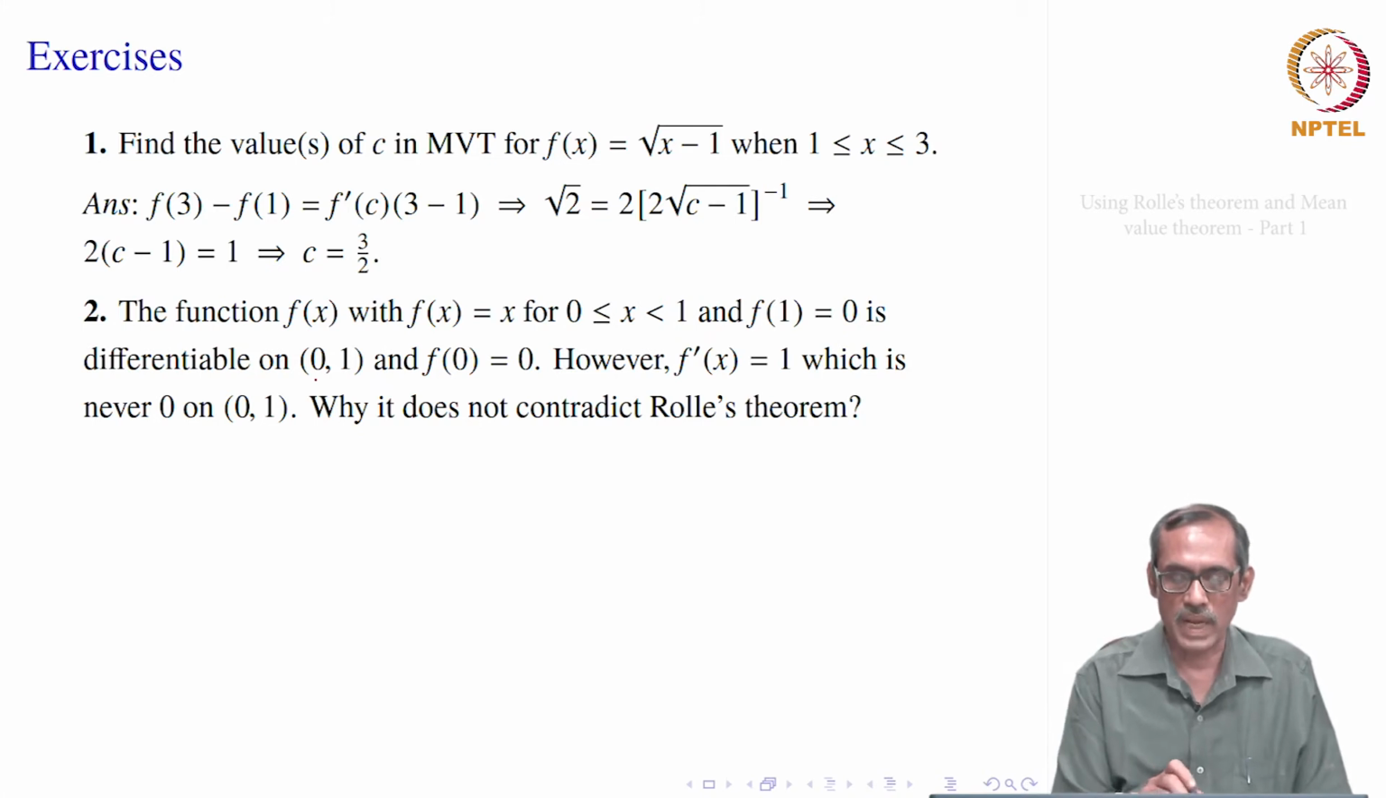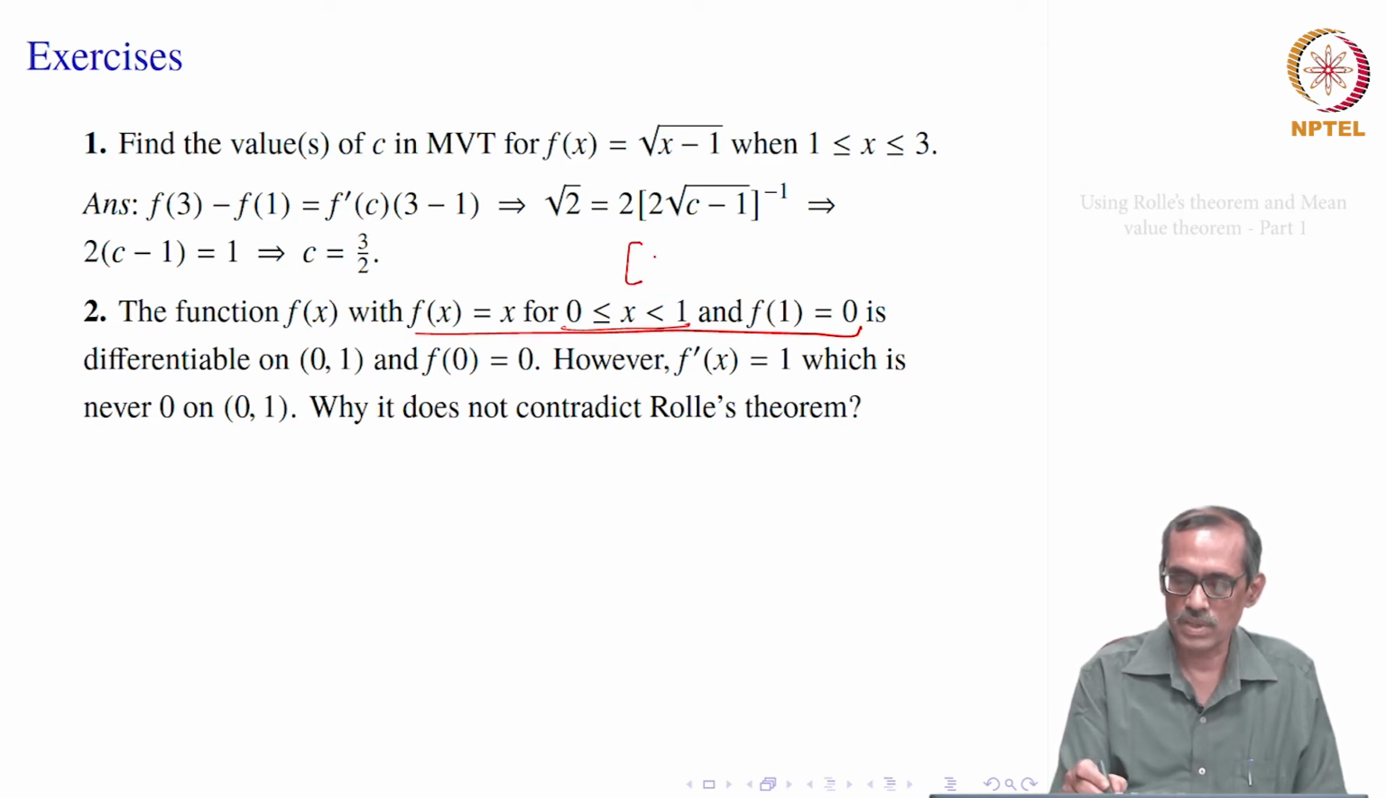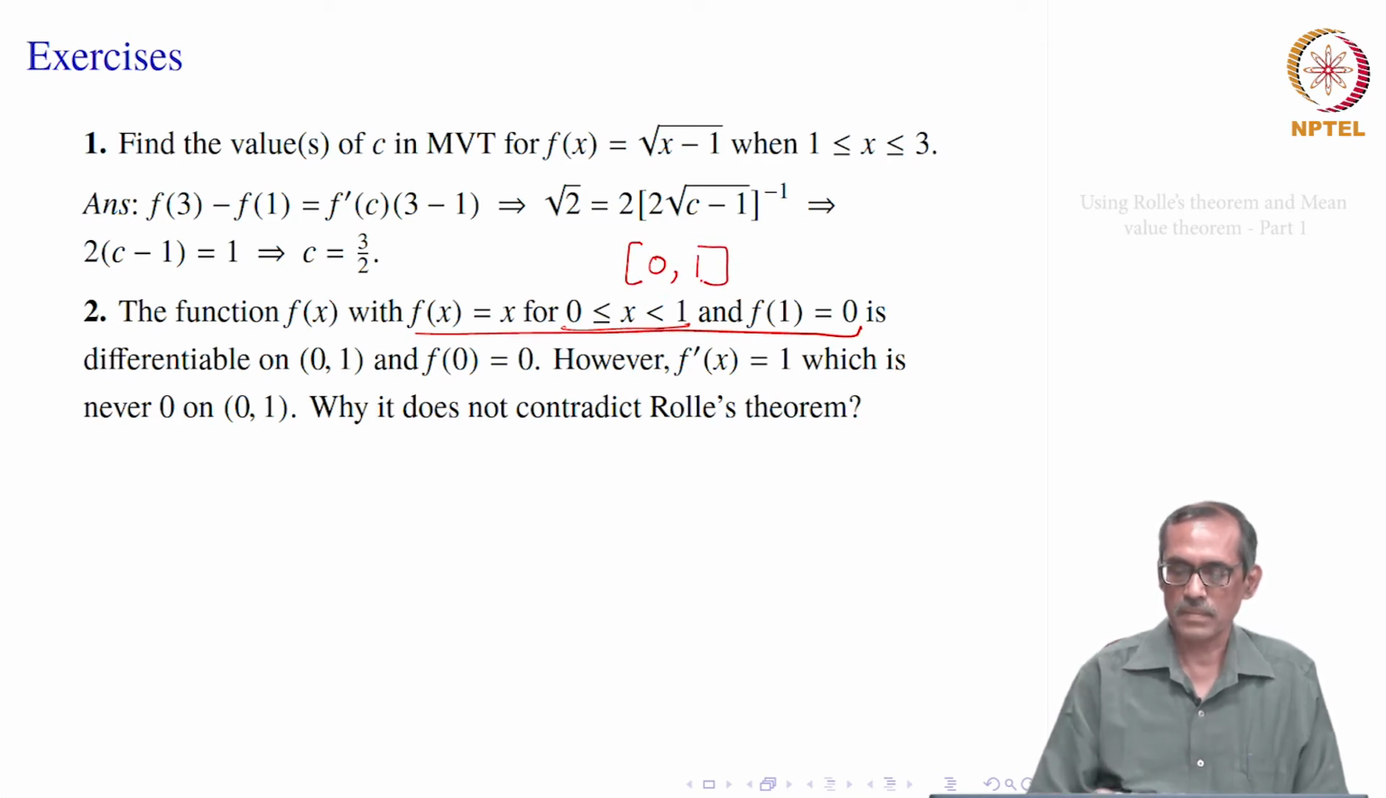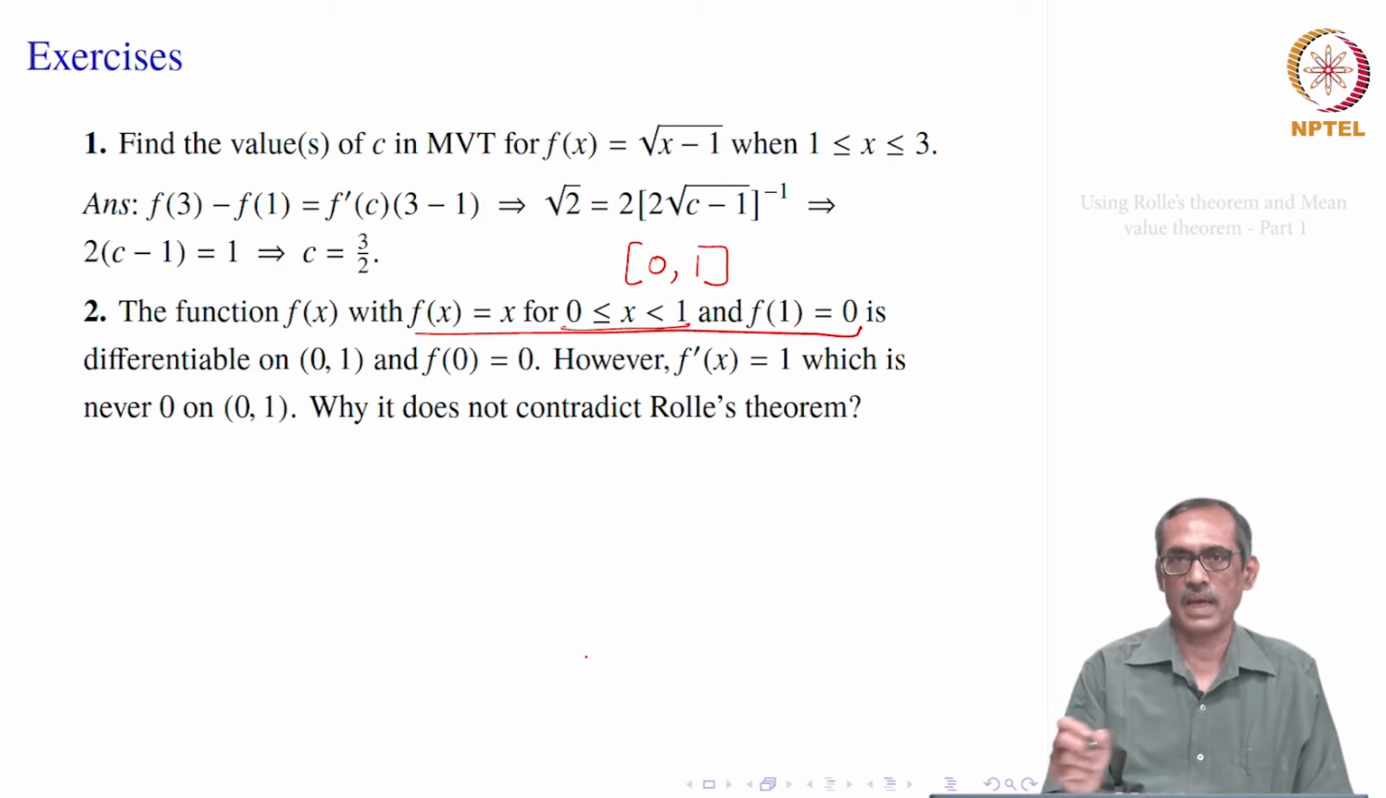So, let us go to the second problem. Here we have a function f of x, which is defined as f of x equal to x for x between 0 and 1 including 0, and f of 1 equal to 0. So, that means f is defined at least through this on the closed interval 0 to 1. So, at 1 it is 0, at everywhere else it is like the identity function f x equal to x.